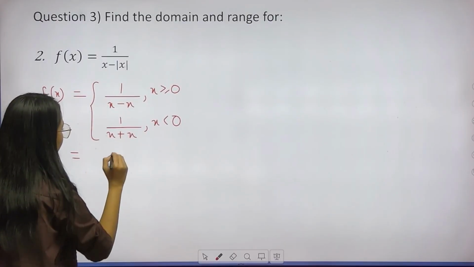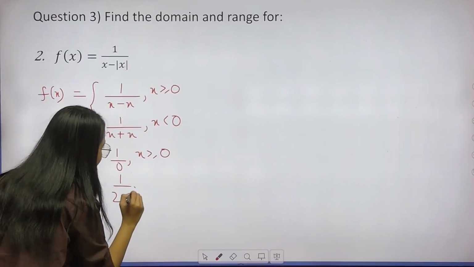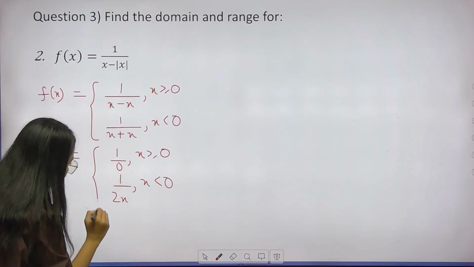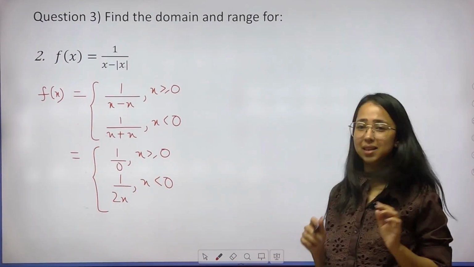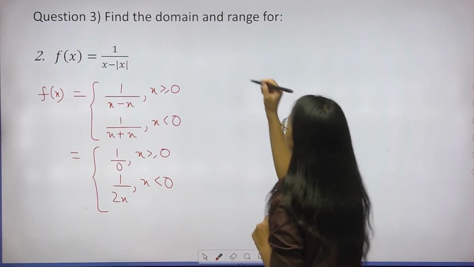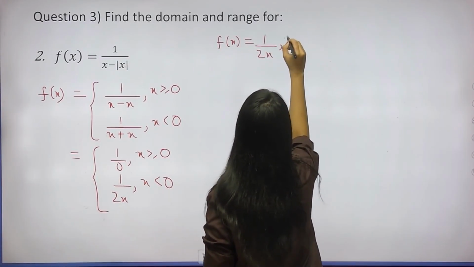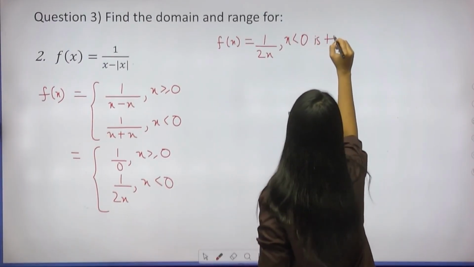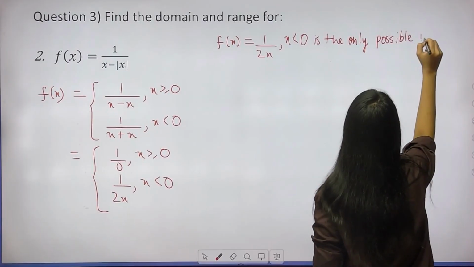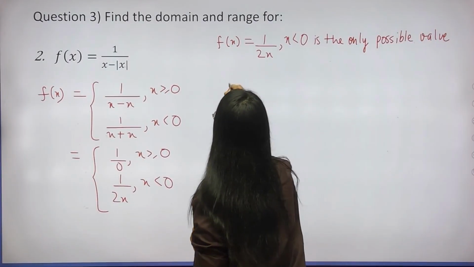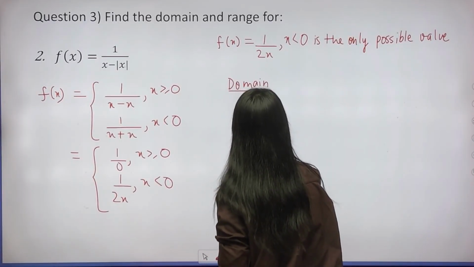Okay, further we have 1 over 0 when x is greater than or equal to 0, and 1 over 2x when x is less than 0. Clearly, f of x equal to 1 over 2x for x less than 0 is the only possible value. Got it? So now we'll find the domain and the range.